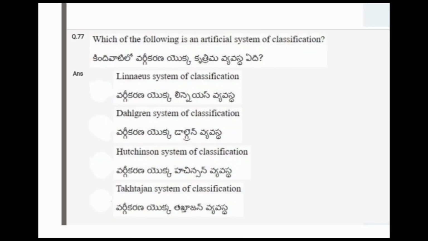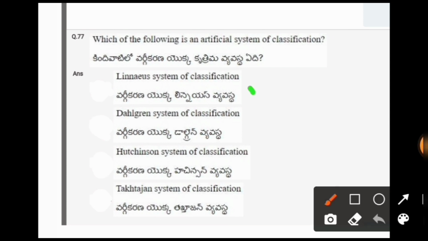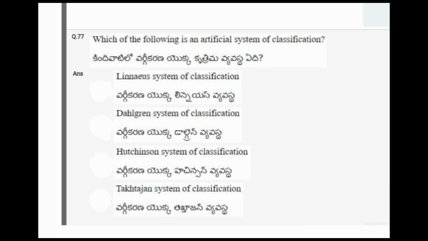Which of the following is an artificial system of classification? The options are Linnaean system of classification, Dahlgren system of classification, Hutchinson system of classification, Takhtajan system of classification. The correct option is the Linnaean system of classification, which is called an artificial system of classification.